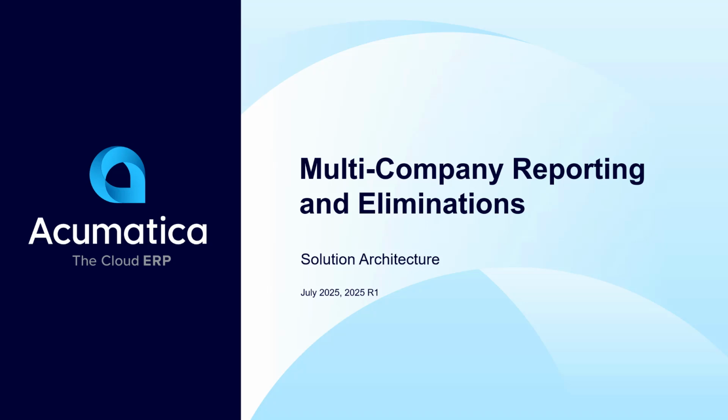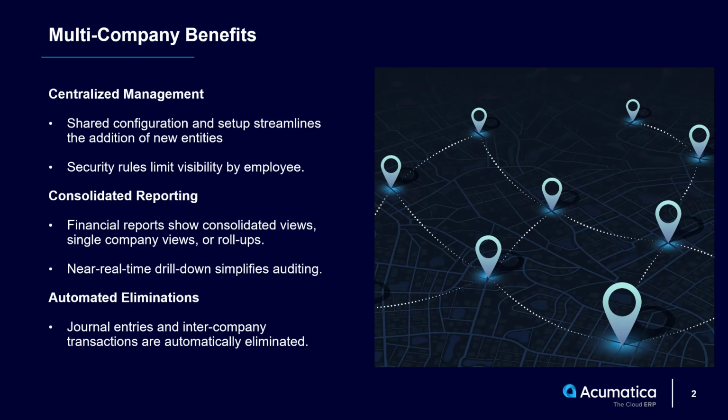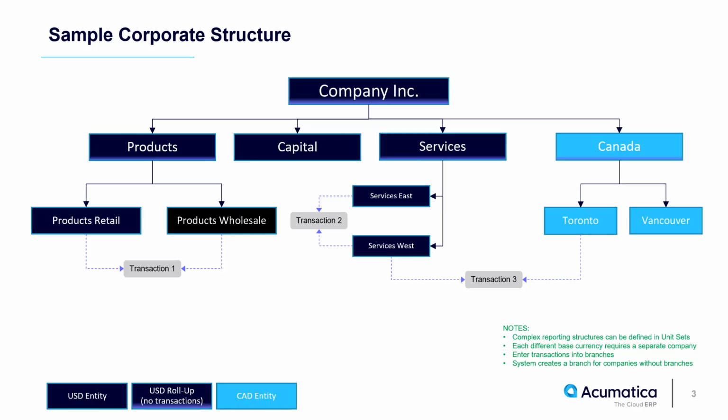Multi-company reporting and eliminations. Acumatica allows you to centrally manage complex corporate structures. Intercompany transactions are automatically reflected in financial reports, including eliminations. As a result, you can easily add new companies and streamline auditing across your portfolio. Corporate structures can be established to accommodate your financial and management reporting requirements.